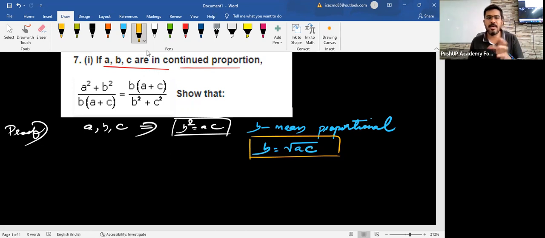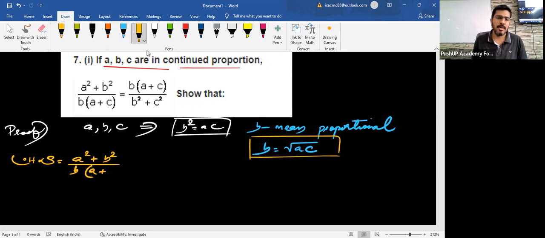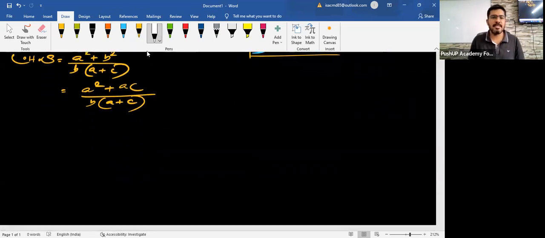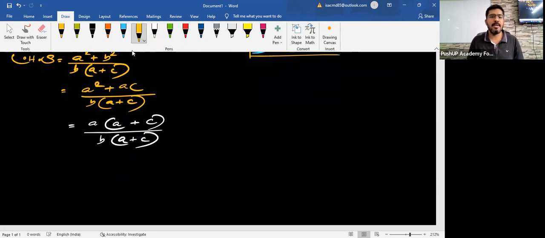They are asking us to show A square plus B square upon B into A plus C is equal to the right hand side. First, let me take the left hand side, which is A square plus B square divided by B into A plus C. So A square plus, what is the value of B square? It is AC divided by B into A plus C. Now, from A square plus AC, I think you can take out A as a common factor. Yes. So it becomes A into A plus C whole divided by B into A plus C. What will happen? A plus C will get eliminated and you get A by B.